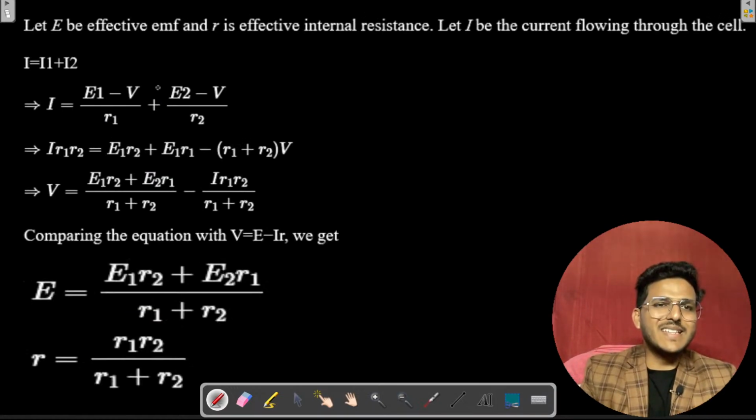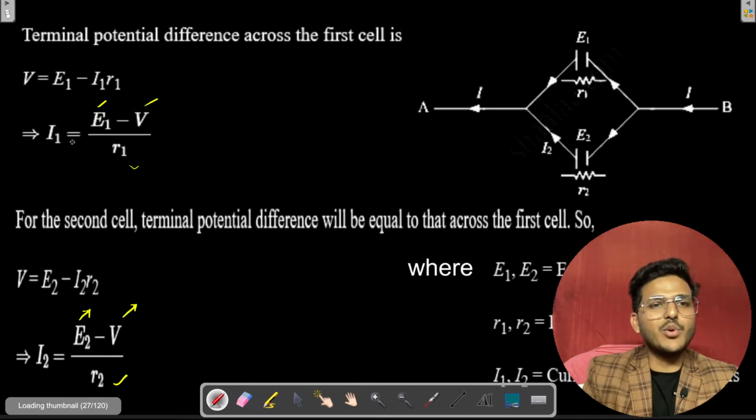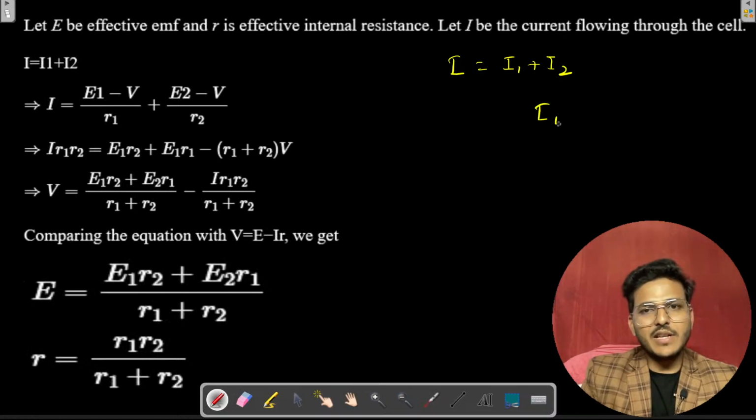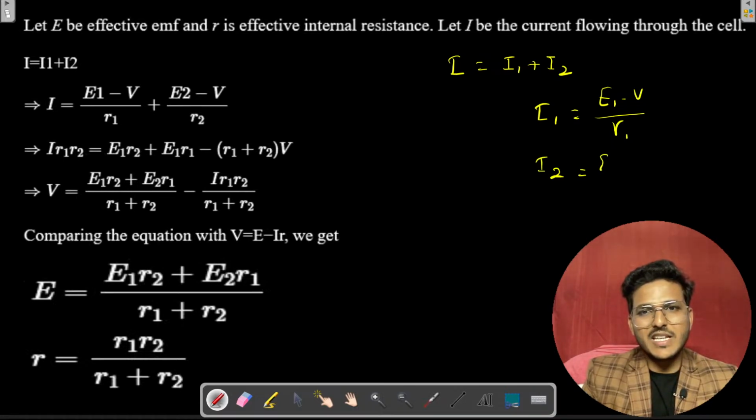So let's see the total current in parallel combination. In parallel combination, you know that I equals I1 plus I2. Let me calculate both I1 and I2. I1 is EMF minus potential difference upon R1. I2 is E2 minus V upon R2.